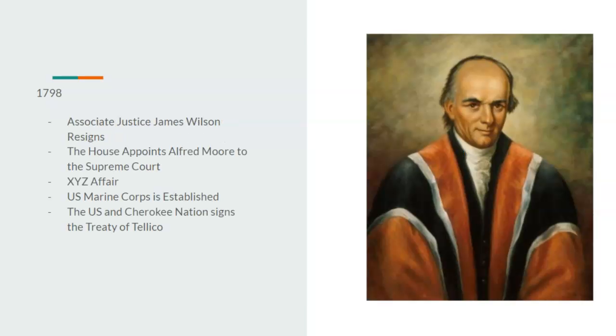In 1798, Associate Justice James Wilson resigns from the Supreme Court, in which the House would appoint Alfred Moore to replace him. President George I would deal with the XYZ affair, and the U.S. Marine Corps would be established, and the U.S. and Cherokee Nation would sign the Treaty of Tellico.